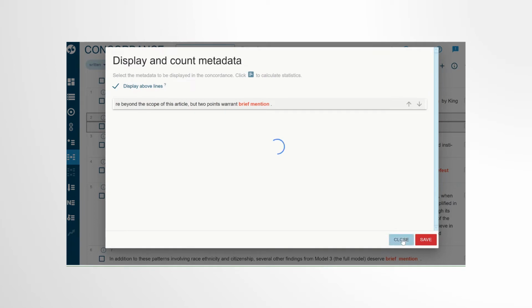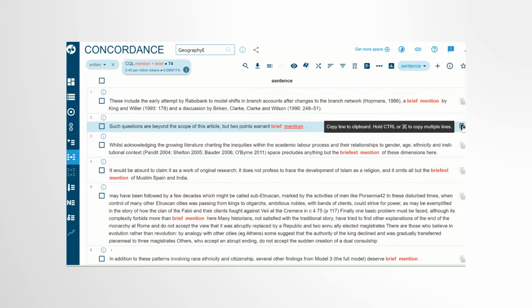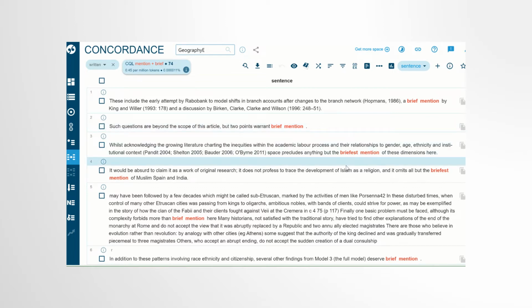That's the kind of phrase we would want to remember. Sorry about that. If you want to save, copy this line to the clipboard and paste it into a Word file, for instance, then you can click on this symbol here at the end of the concordance line.